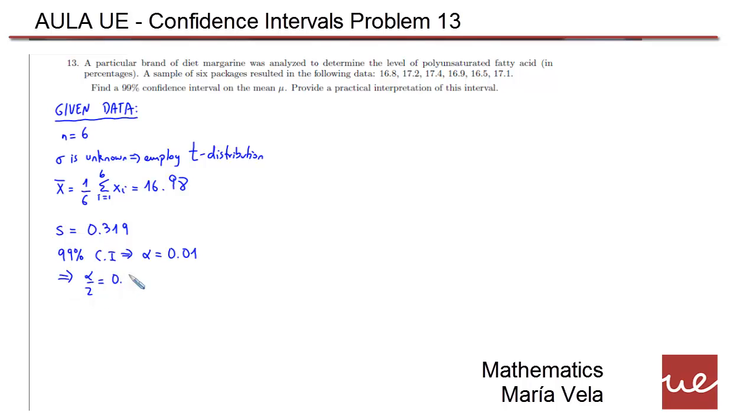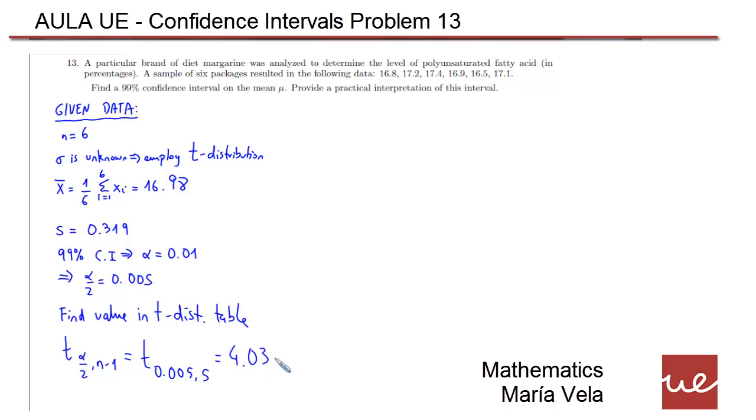Okay, good. Let me find the corresponding value in a t-distribution table. Remember, the t-student distribution is the one that we have to employ in this particular case where sigma is unknown. So we need to look for the value of t alpha over 2 with n minus 1 degrees of freedom. In this particular case, t of 0.005 and 5 degrees of freedom. If you look at it in the table, this value is 4.032.